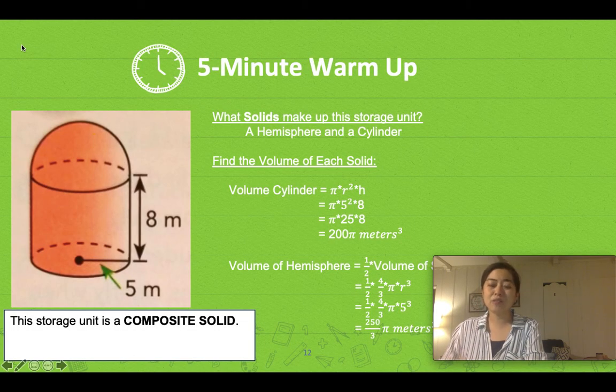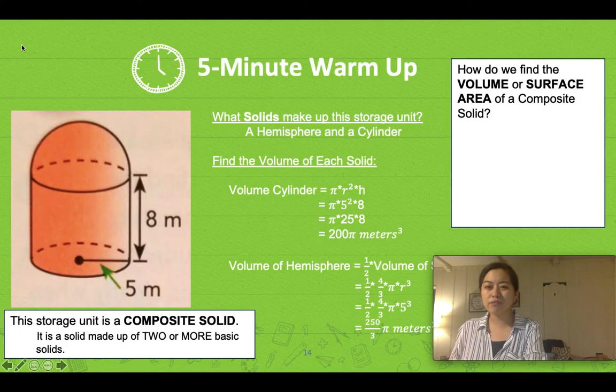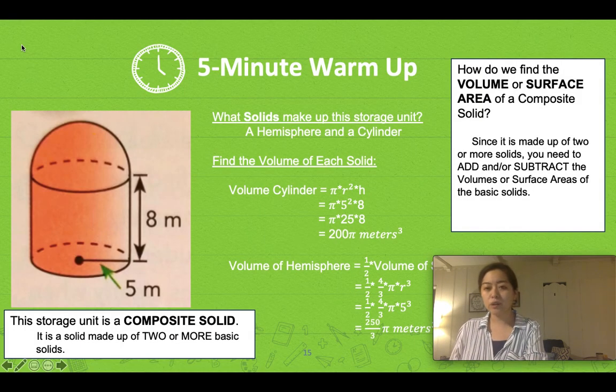Okay. Now, this storage unit is called a composite solid because it is made up of 2 or more basic solids. Now, how do we find the volume or surface area of a composite solid? Well, we're going to add or subtract the volumes or surface areas of the basic solids represented in the composite solid. Sometimes we might have to subtract, and we'll see in the examples that come later on in this lesson why that would be so.